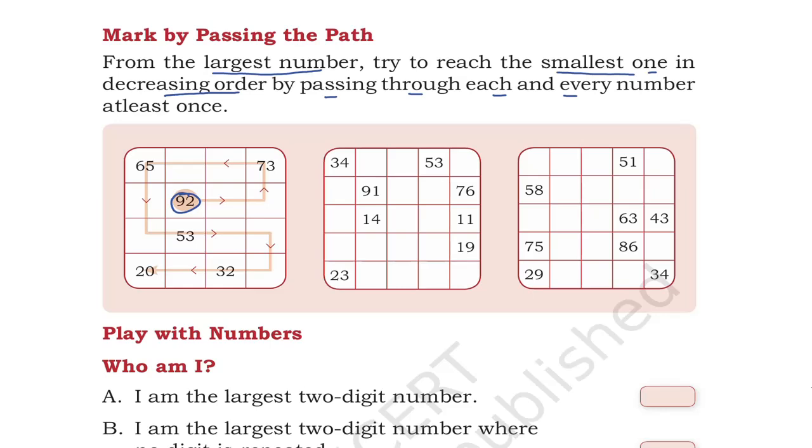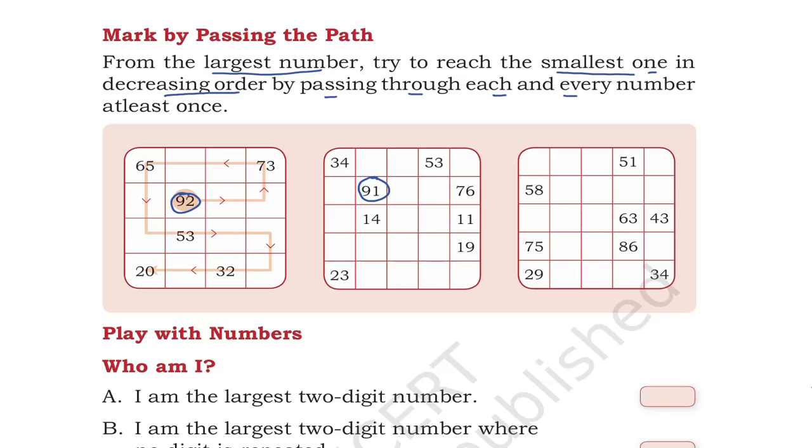We're going to do the same to the next two grids. First of all, we need to find out which is the largest number in this grid. I see 91 as the largest number. With that, we are going to move to the smallest one in the decreasing order. Okay.